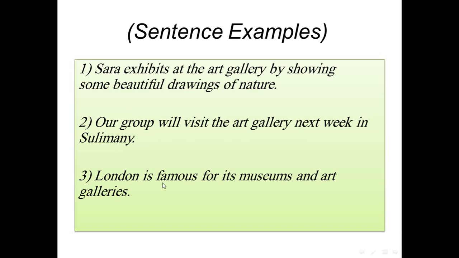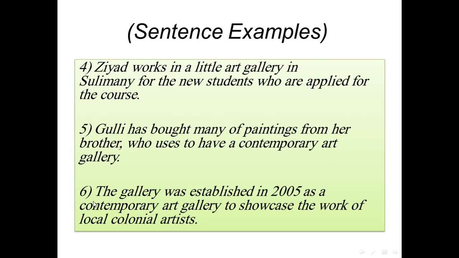Number 3, London is famous for its museums and art galleries. So here this sentence says London is one of the most famous countries in the world, that this country opens many new art galleries every year. So many people go to London for the purpose of seeing all the beautiful paintings in the museums and art galleries.